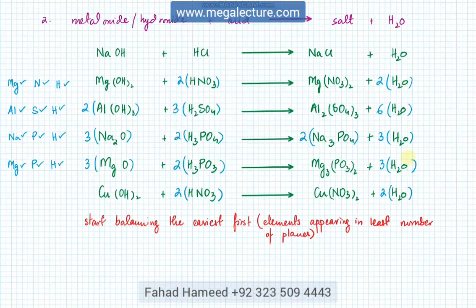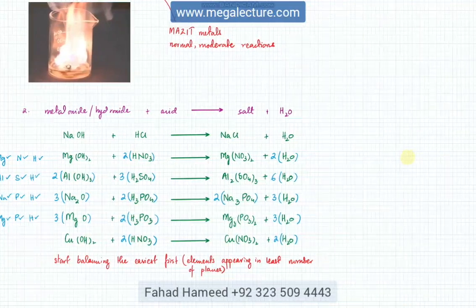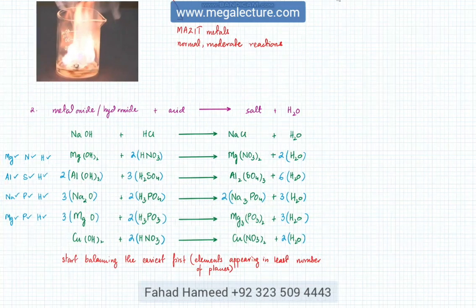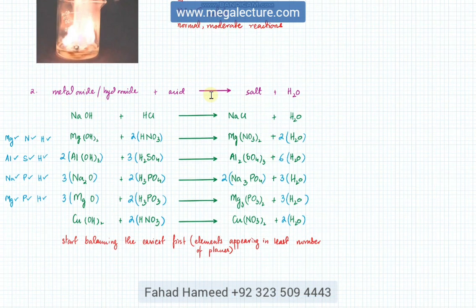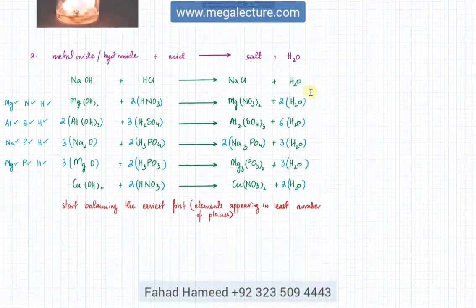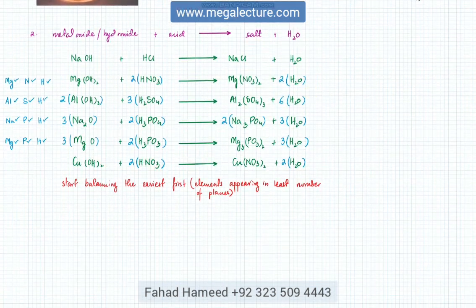So remember how to balance equations, practice a lot. You can go through this video again, very slowly. Try and do these equations yourself. And you can make any metal oxide, metal hydroxide equation reacted with an acid. It's going to produce salt and H2O.